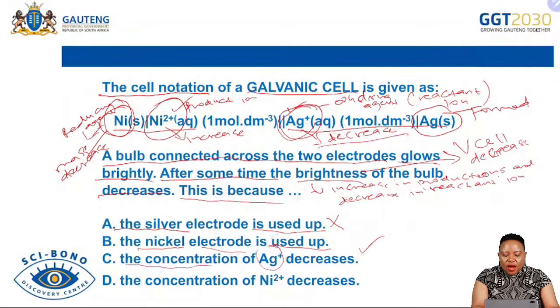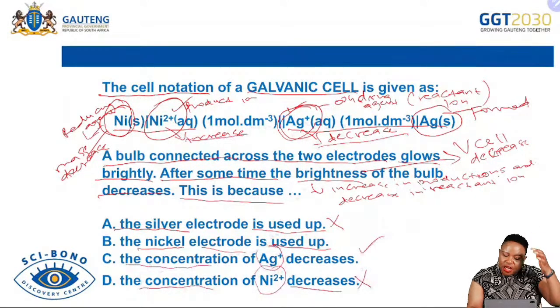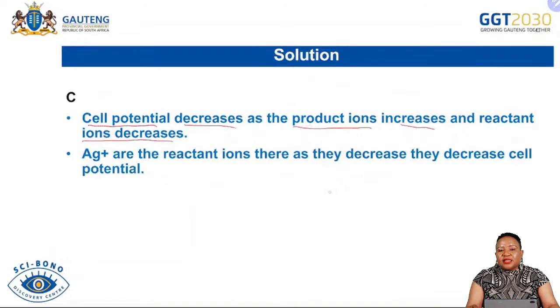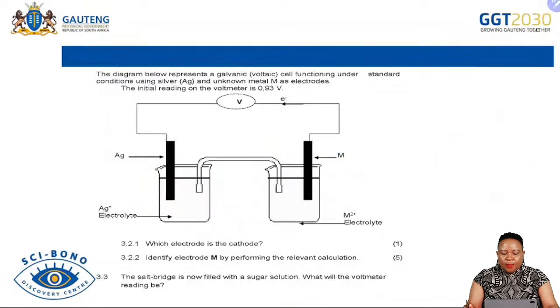Let's look at the last one. The concentration of nickel ion decreases. Definitely incorrect, because what will decrease the cell potential is when the concentration of the nickel ion increases. So the correct answer is C. As we say here, the cell potential decreases because of the product ion increasing and the reactant ion concentration decreasing. So silver ions, as they decrease, they are the reactant ion, so they will decrease the cell potential.